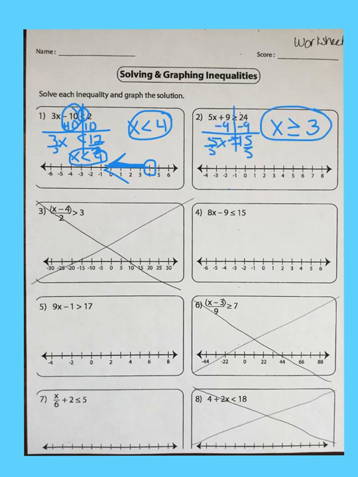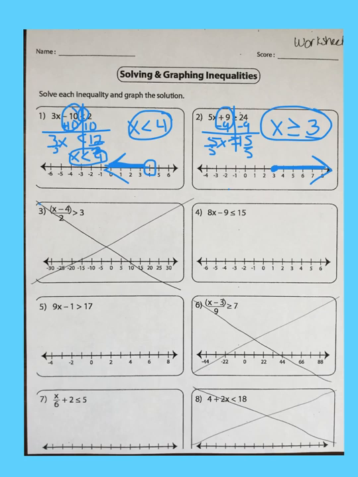Okay, so we go ahead and we subtract 9 from both sides. I am left with 5x is greater than or equal to 15. And then I divide both sides by 5, and I am left with x is greater than or equal to 3. So I'm going to go ahead and put my solid dot on the 3, and then I shade in the direction of the 4 because 4 is greater than 3.